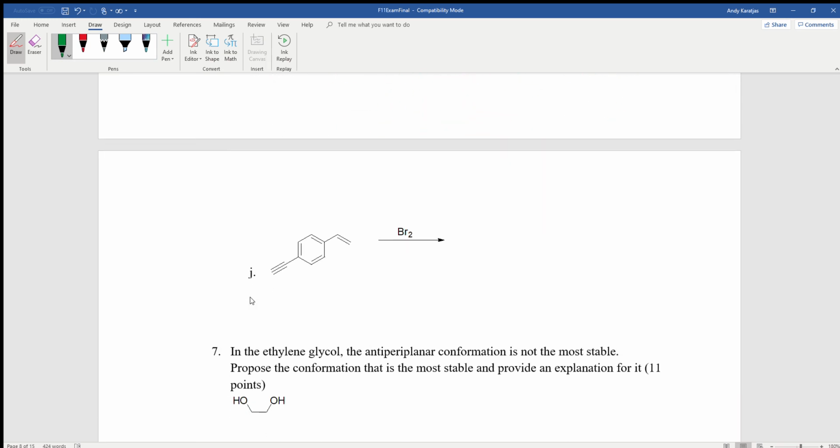And finally, in part J, we're adding bromine. In this molecule we have both an alkene and an alkyne, as well as an aromatic ring. Now the aromatic ring we don't have to worry about. It's not reactive enough to react with bromine, so it'll remain as is. The alkene can add bromines at each carbon, and then the alkyne can undergo the reaction twice, and so we end up with 2 bromines at each carbon.